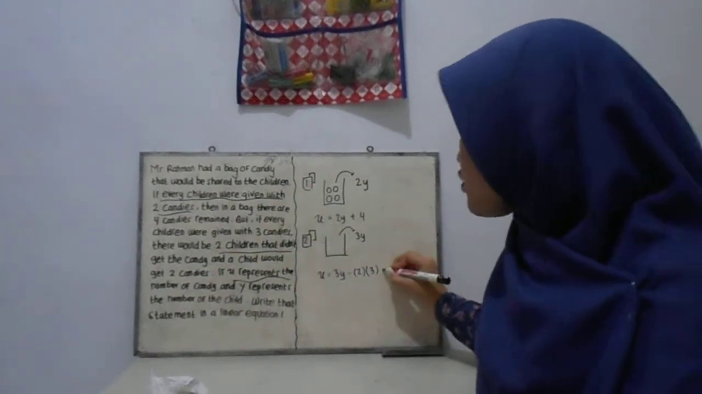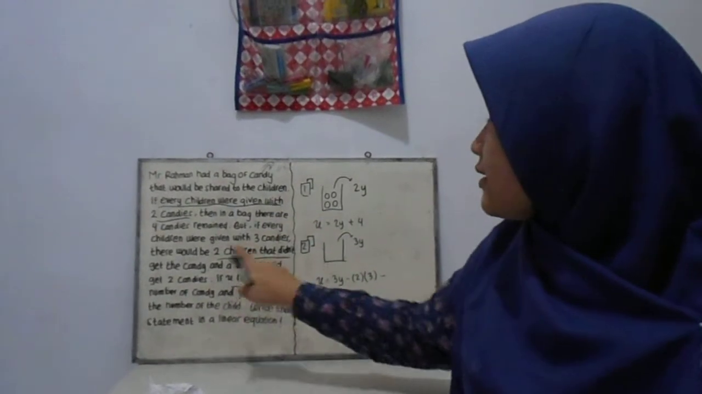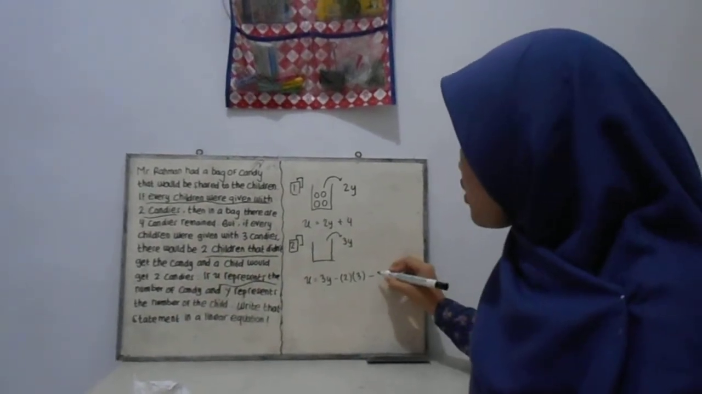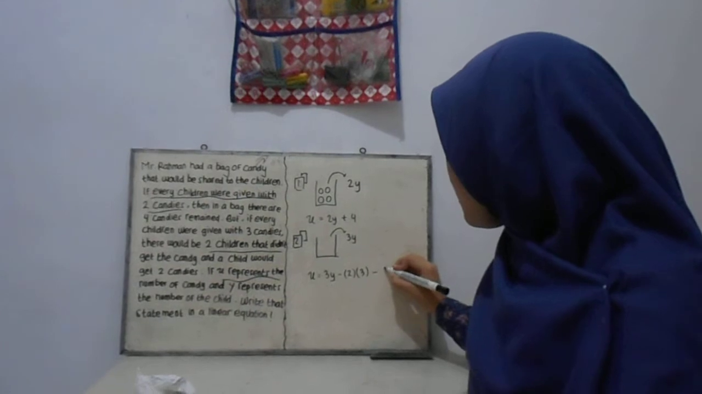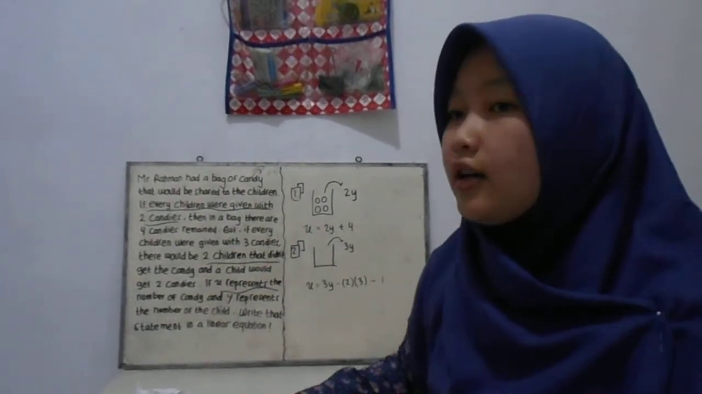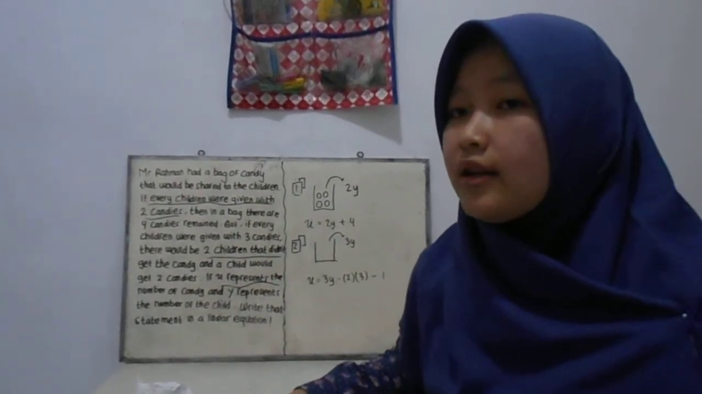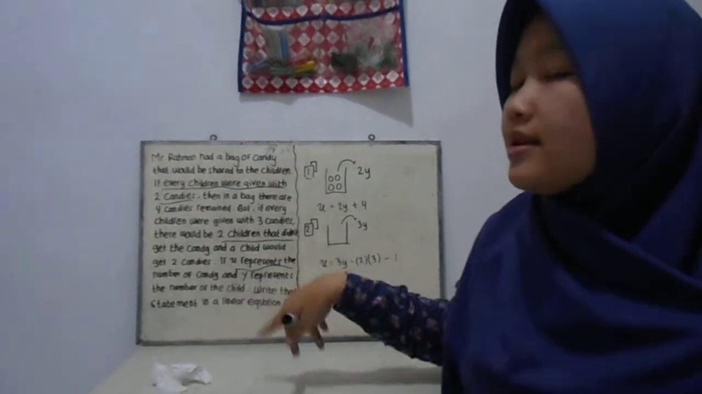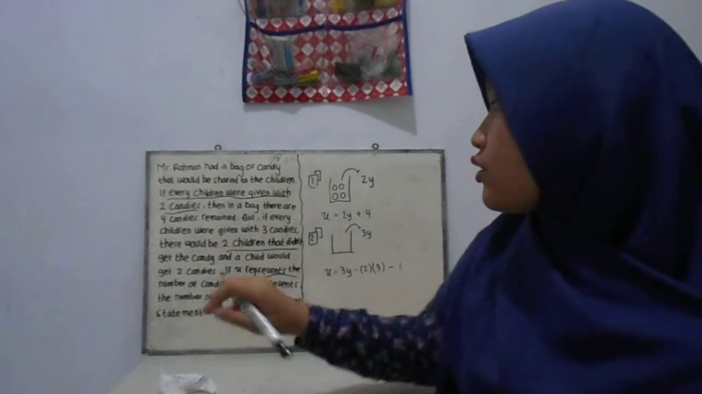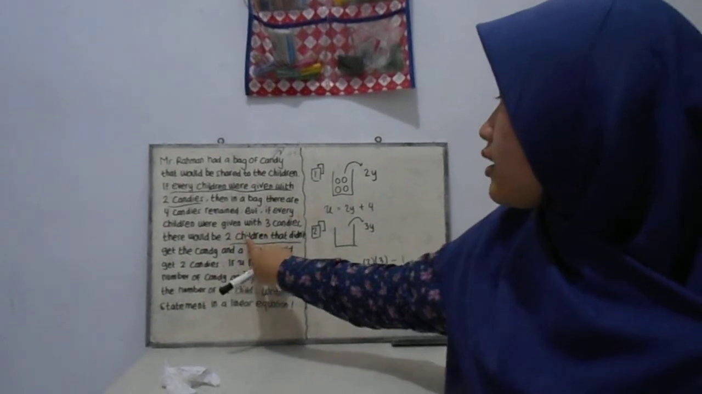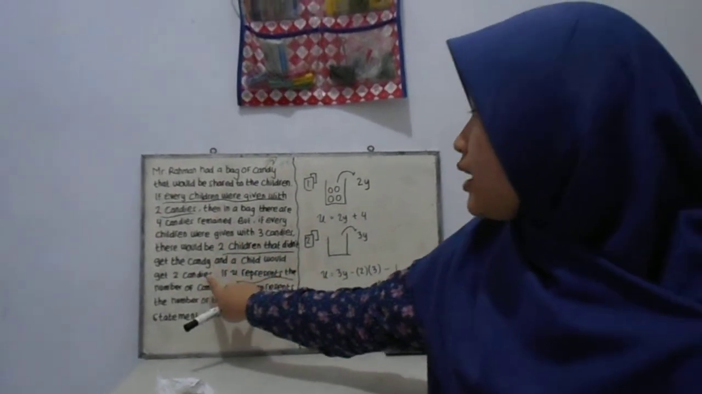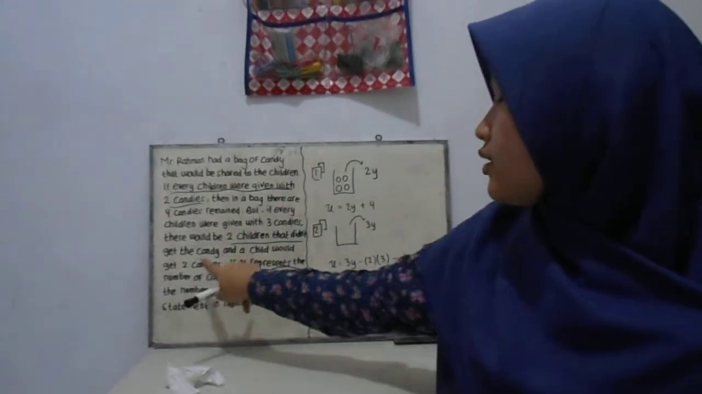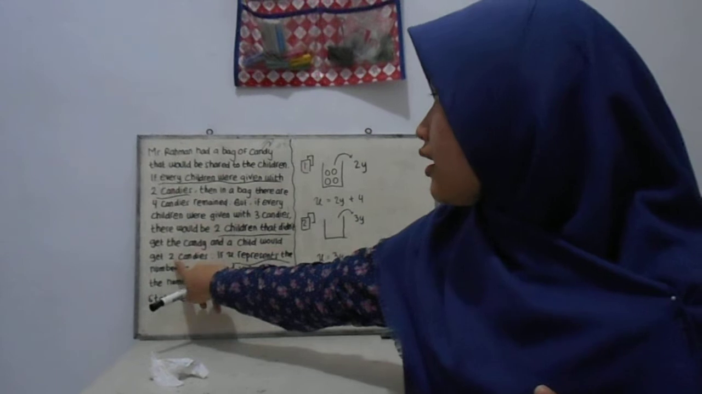and so this child must get 1 candy more. This is 1. Then Mr. Rahman needs minus 6 and minus 1. Minus 6 is for these 2 children, and minus 1 candy for this child, because this child just gets 2 candies.